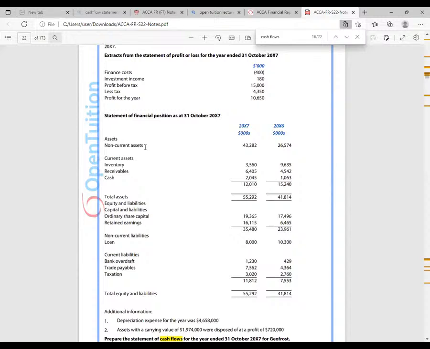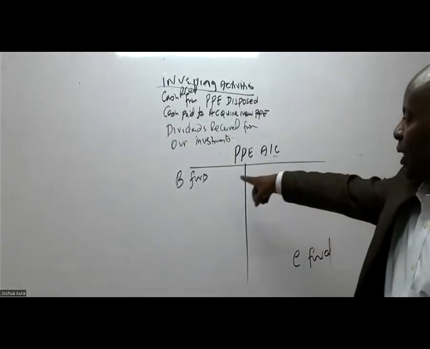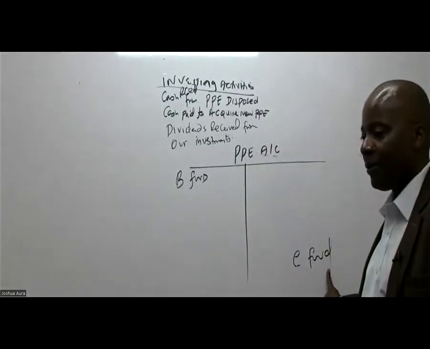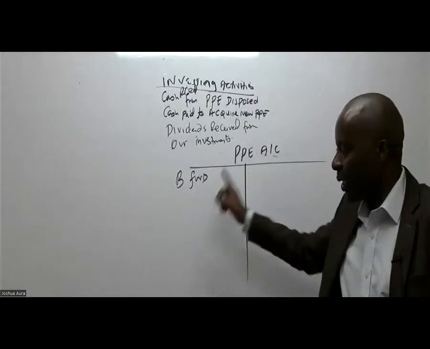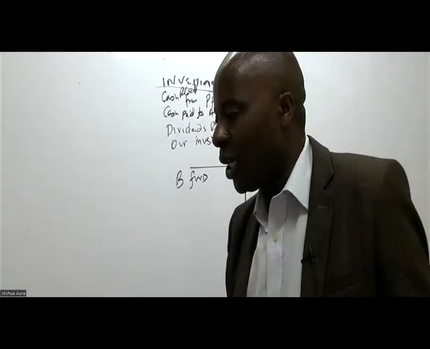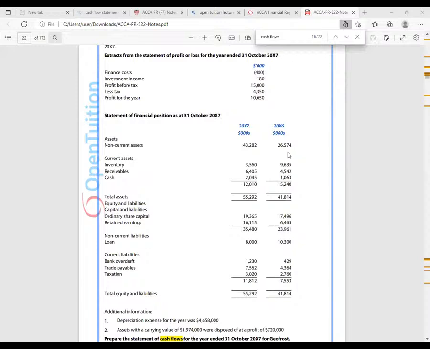The property, plant and equipment account, this is an asset. So any balance brought forward will come there. Any balance carried forward will go here, right? So this is what you need to do. PPE is an asset, so balance brought forward is here, carried forward is here. So we start with the balance brought forward. The brought forward balance for this PPE is how much? It is 26,574 for the beginning year.